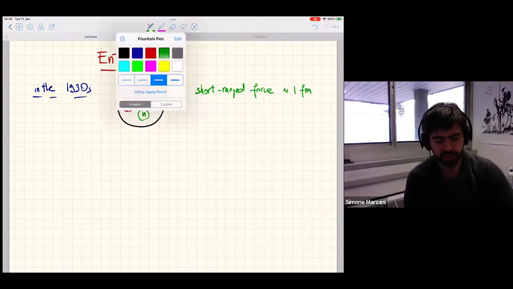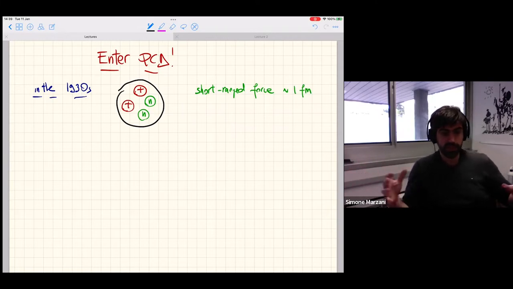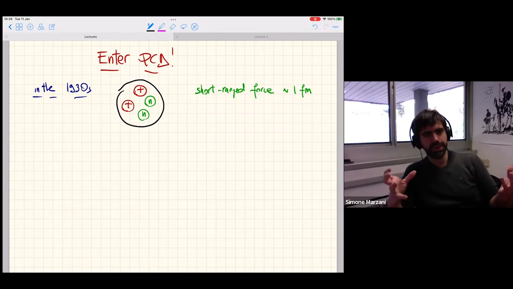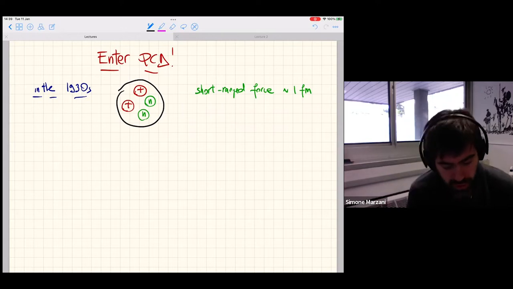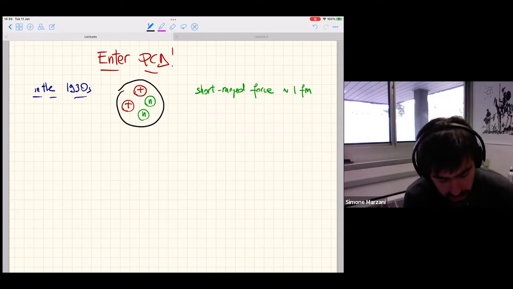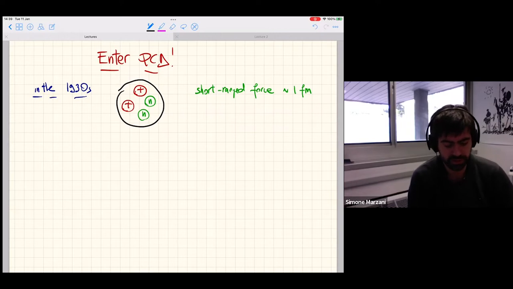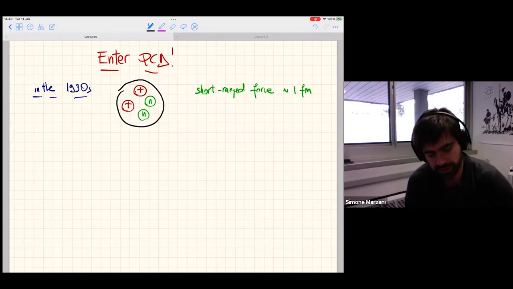So how do you achieve that? Well, we all know electromagnetism is a long-range interaction. We can state the same fact by saying that the photon, the carrier of this force, is massless. And so if you want to build a force which has a short range, what you can do is to postulate a massive force carrier.